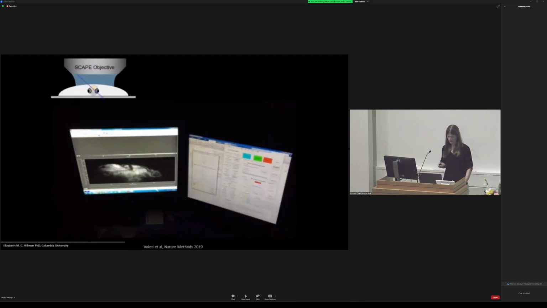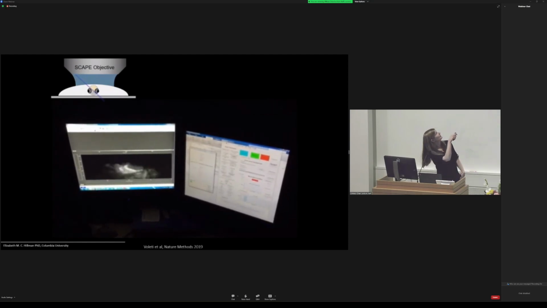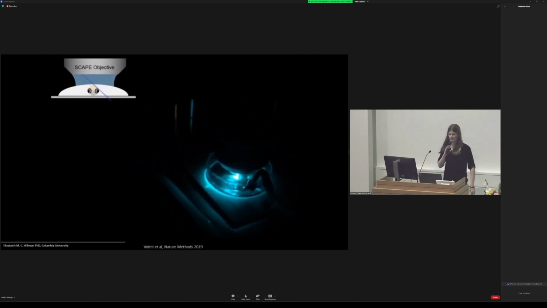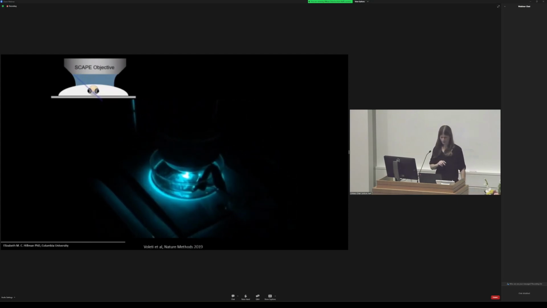Here's a little example of us actually using the system. This is scanning a zebrafish larva that's just sitting there. These are literally those planes of its brain. This is it sitting in a little dish under the objective lens. It's just a standard 20x 1.0 NA water immersion lens.